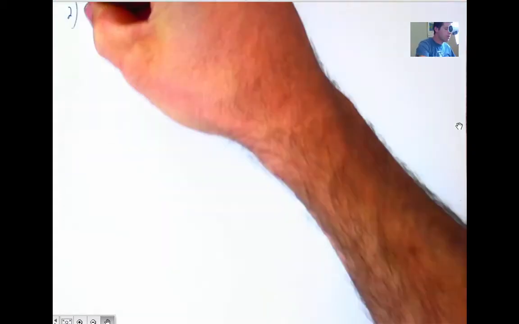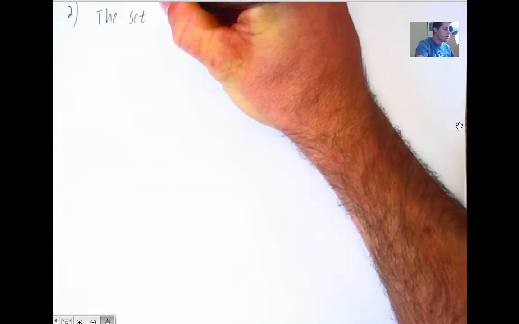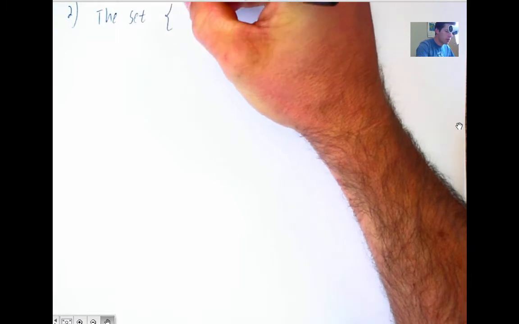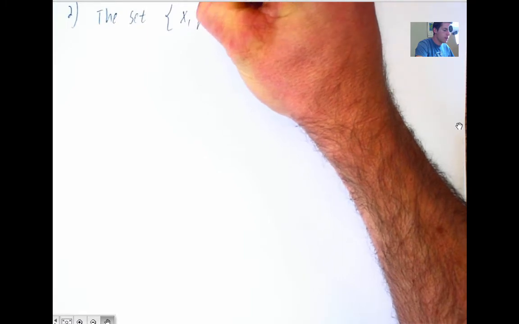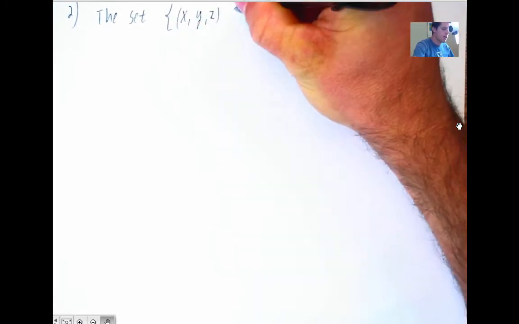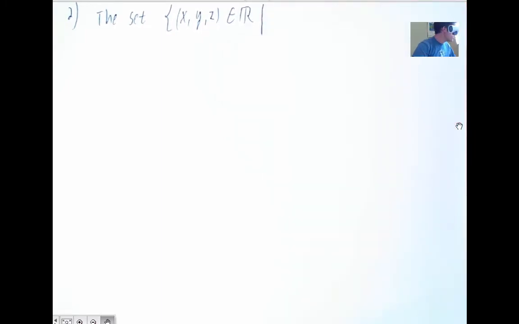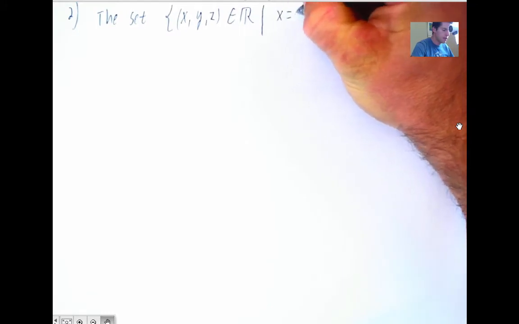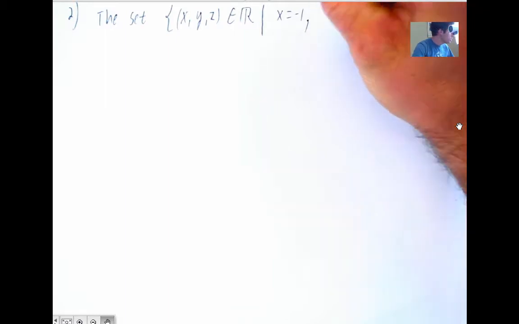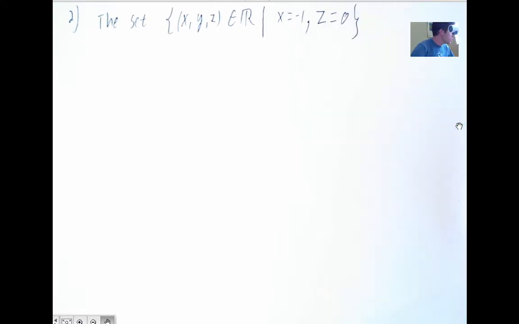Looking at number 2, I'm meant to think of the set in space. Presumably what my textbook here means is things in R3. Things in R3 have 3 components. Now, I'm not looking at all of them. I'm told to just look at the things in R3 which satisfy the description x is -1, and also the description z is equal to 0. Okay, I'm supposed to give a geometric interpretation to that set.